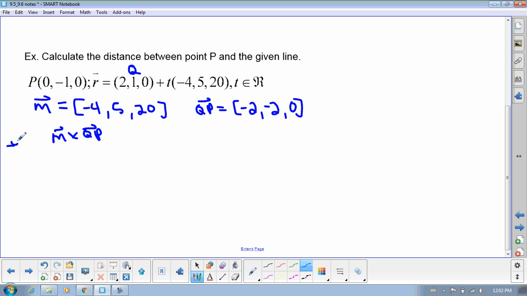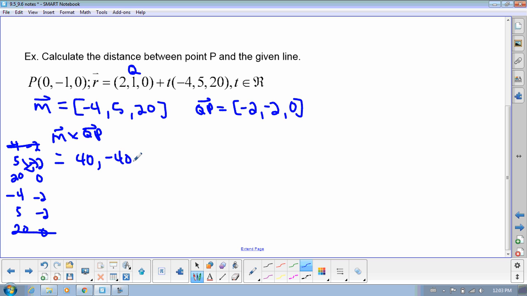So when I line my stuff up, -4, 5, 20, and -2, -2, 0. So cancel this out. So I have 5 multiplied by 0, so that's 0 minus -40, so that gives me 40. Then 20 multiplied by -2 is -40 minus 0, so I have -40. And then I have -4 multiplied by -2 is +8 minus -10, so that gives me 18. So this here is the cross product between M and QP.